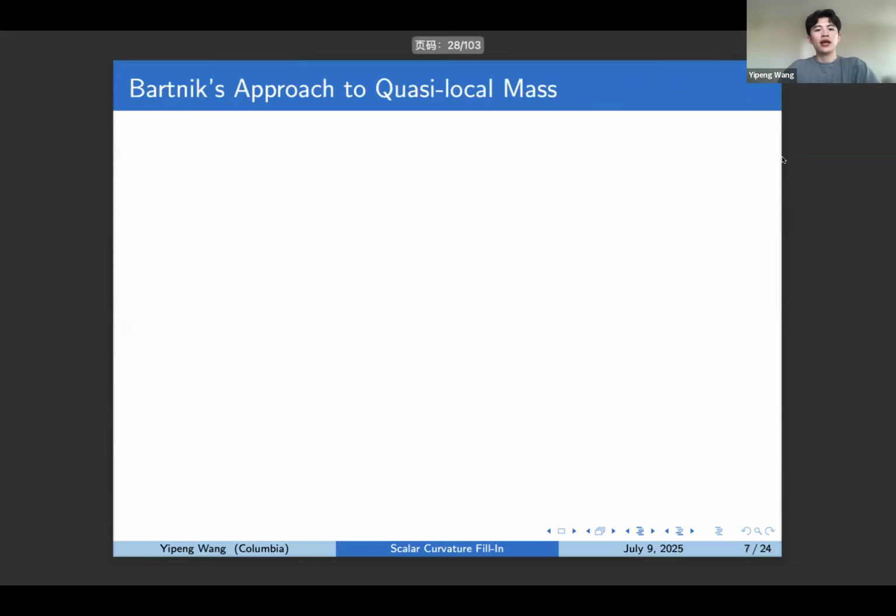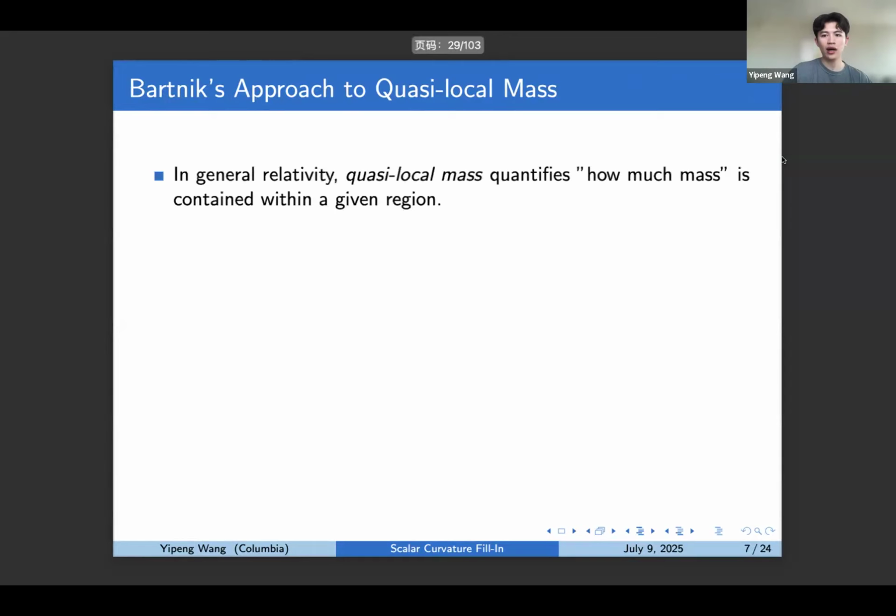But also in the physics literature, you not only want to evaluate a mass just for the entire system, you also want to understand, let's say, if I have a bottle of something, what's the mass of this thing, right? So that's the notion of a quasi-local mass. Let me explain it a little bit. The purpose of defining such a quantity is to evaluate how much mass is contained in a given region.